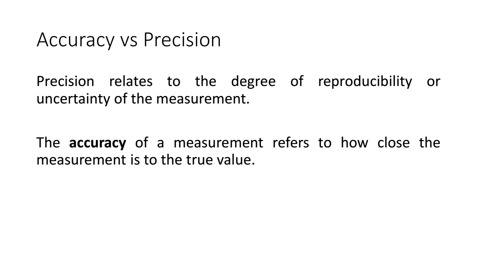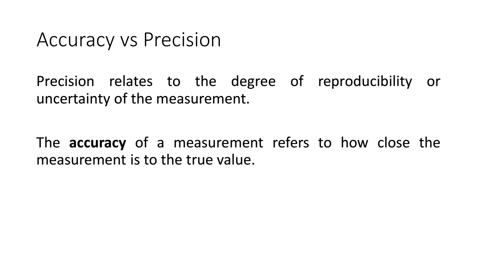Now, accuracy of the measurement refers to how close the measurement is to the true value. So if you weigh something and your scale is the most precise scale, you could get 4.57639 grams when it actually weighs 10 grams, 10 point something grams. Your scale may be precise but not accurate. Okay, so accuracy is how close that measurement is to the true value.